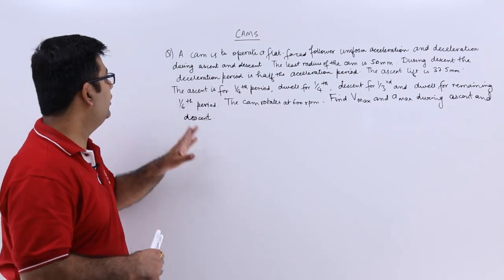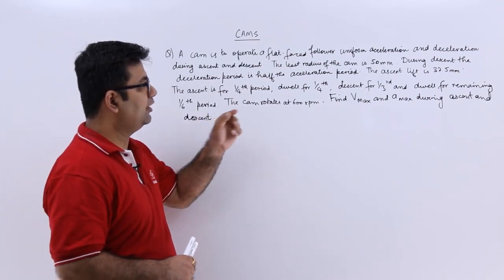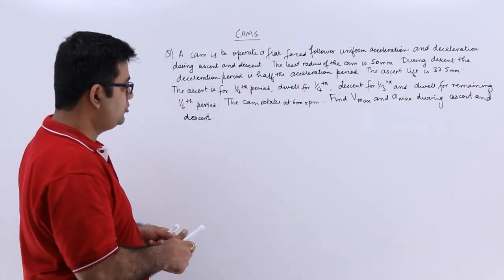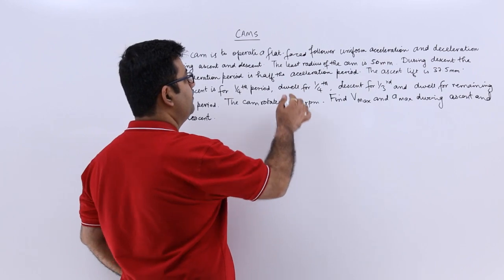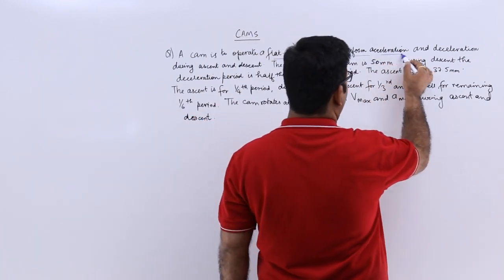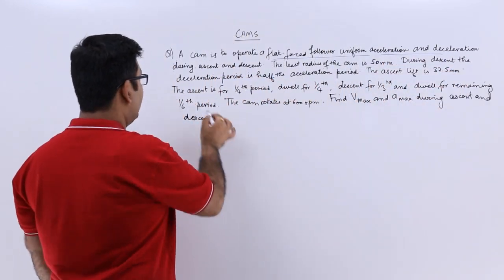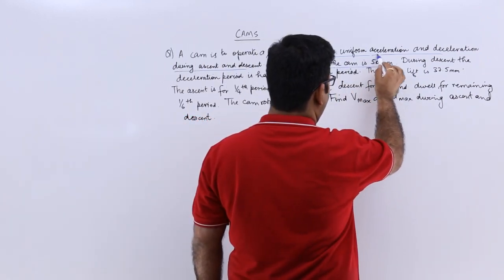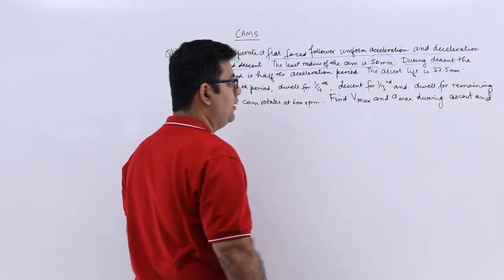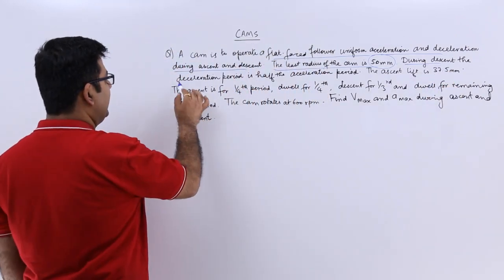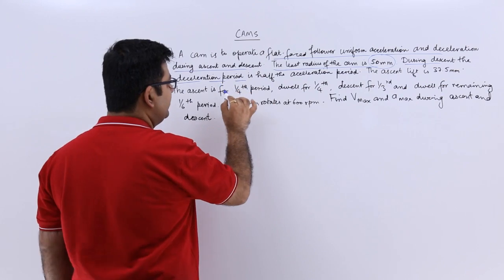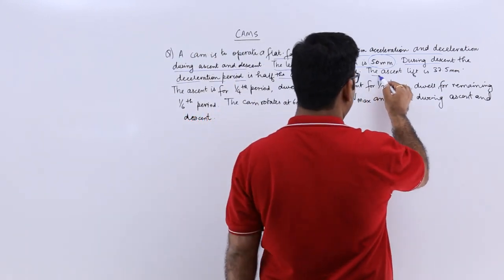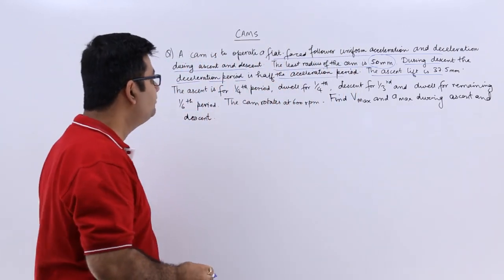Now let's come to question number 2, which talks about uniform acceleration and deceleration. The question says a cam is to operate a flat-faced follower with uniform acceleration and deceleration during ascent and descent. The least radius of the cam is 50 millimeters. During descent, the deceleration period is half the acceleration period. The ascent lift is 37.5 mm.